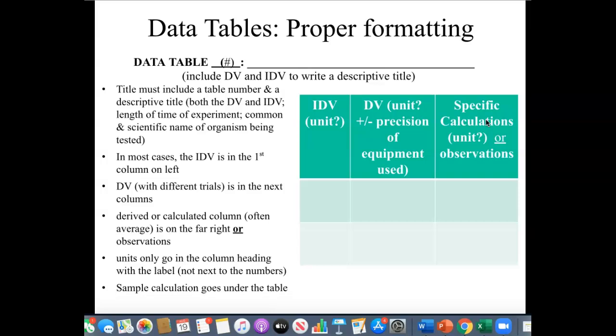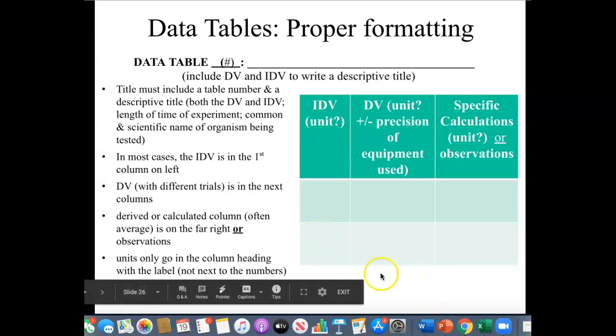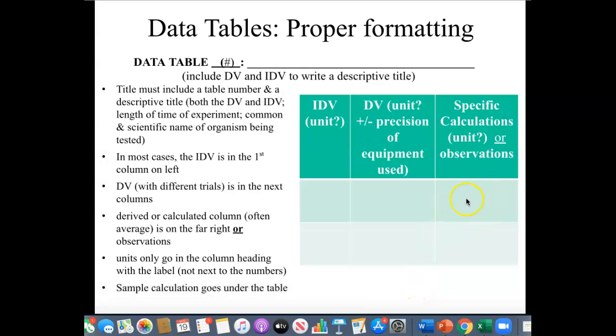The units only go up here in the header. The units do not need to go down here in the actual data table. That's considered redundant. Again, it's understood that whatever falls below here belongs to this header. This header is describing this information. The table is read vertically. And anytime you do a calculation, it goes underneath the data table. You need to have a sample calculation. You'll never do math inside the table. Sample calcs underneath, and then just the final answer here with the unit up here.